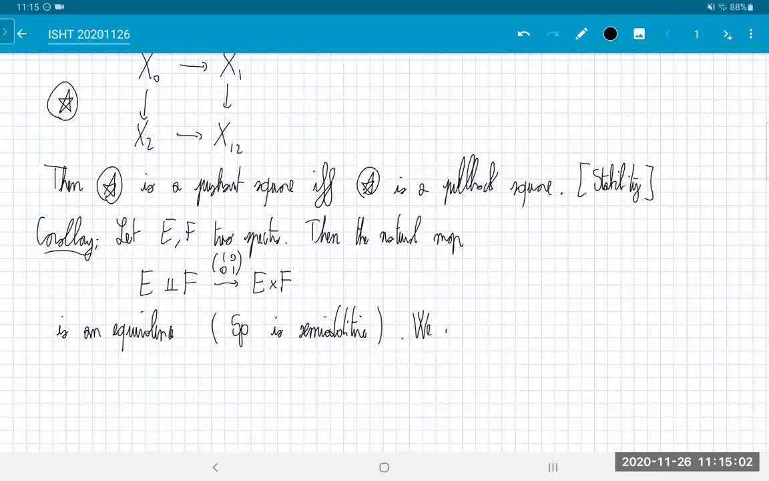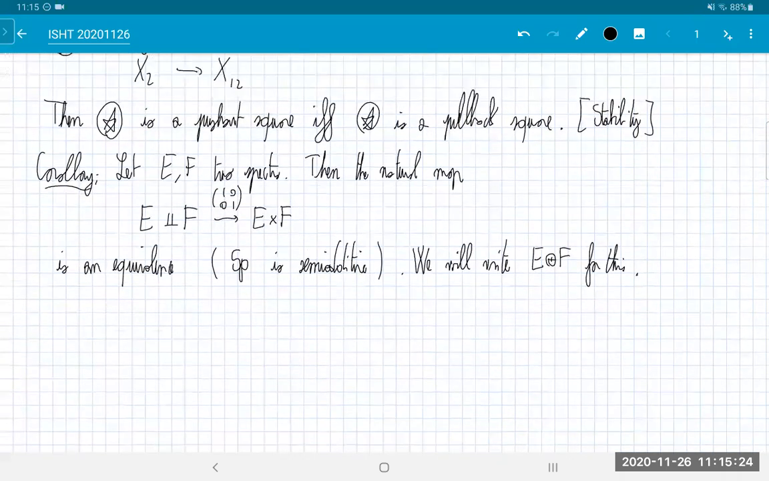We will write E direct sum F for the common value. This is something that happens also in abelian groups, for example: coproducts and products are the same via this canonical map. And this is an example of colimits that are not computed pointwise, because pointwise would be taking E_n wedge F_n, but this is not going to be a spectrum. You can actually prove this directly if you have a lot of patience, but I'm just going to get it as a consequence of stability.